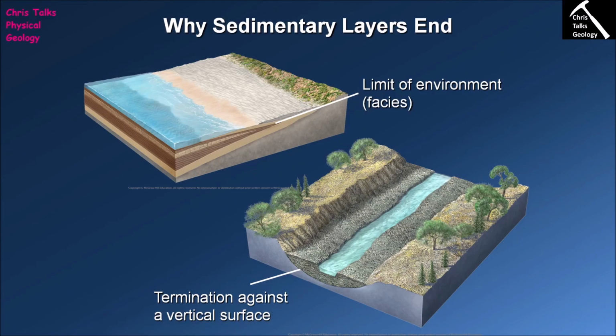So once again, sedimentary layers will terminate when they run out of sedimentary material to be deposited. They'll steadily get thinner and then eventually disappear. Or a sedimentary layer will terminate when it comes up against some kind of vertical surface that it cannot get past, like a cliff for instance.